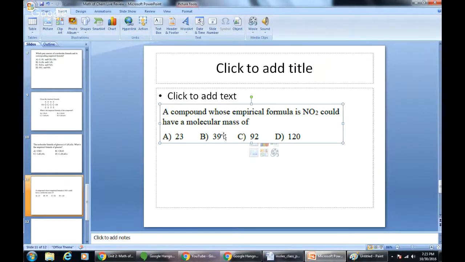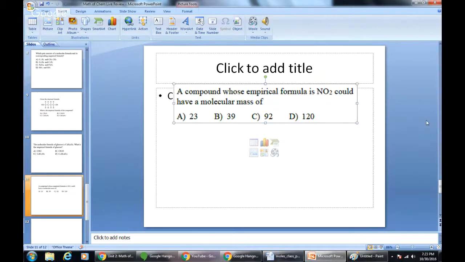Okay, so a compound whose empirical formula is NO2. The first thing to do is find out what NO2 weighs. A molecular formula could be that weight, or it could be a multiple of that weight. N weighs 14. Oxygen weighs 16, but I have 2 of them. 32 plus 14 gives me 46 grams per mole. All right, so 46 could be an answer.